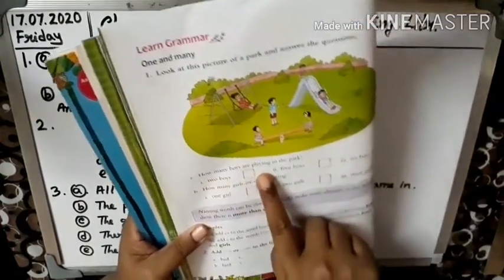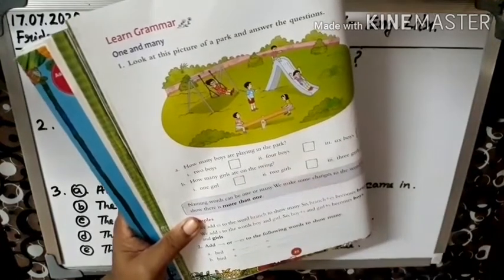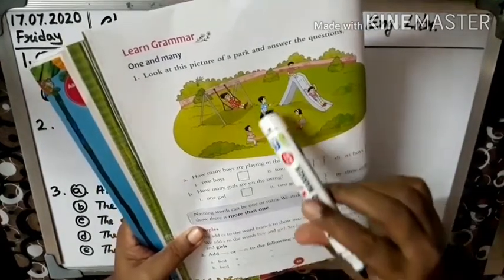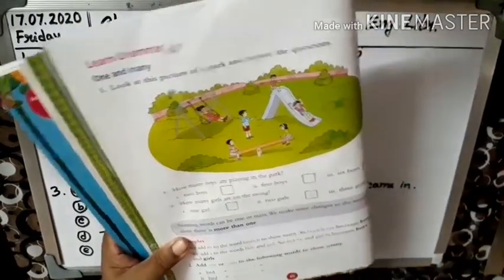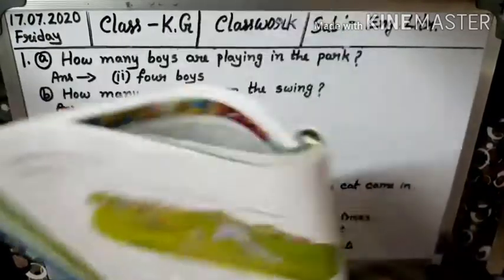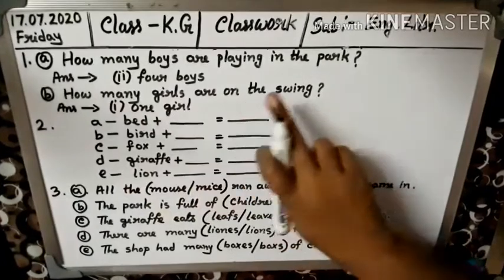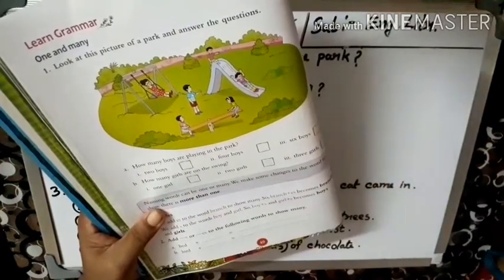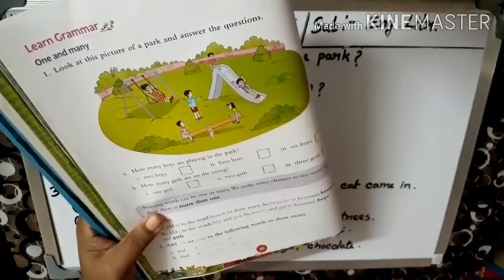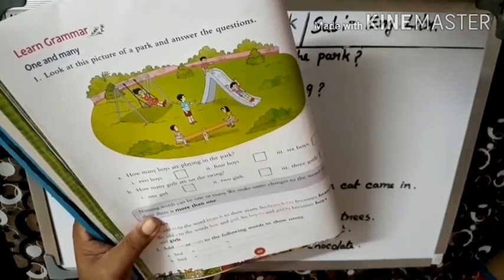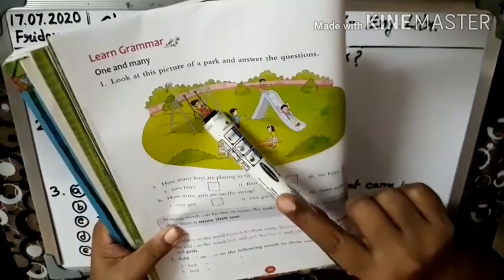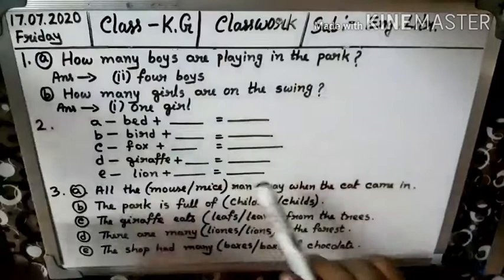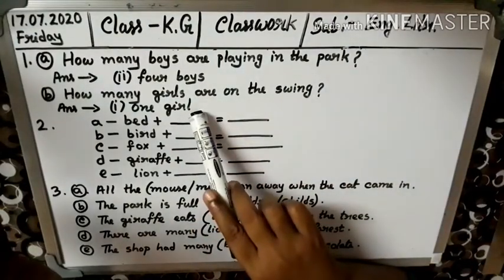A. How many boys are playing in the park? 2 boys, 4 boys, 6 boys. To count: 1, 2, 3, 4. So you take 4 boys. Answer is 4 boys. B. How many girls are on the swing? C. 1 girl. Okay? 1 girl on the swing. So, I write 1 girl.